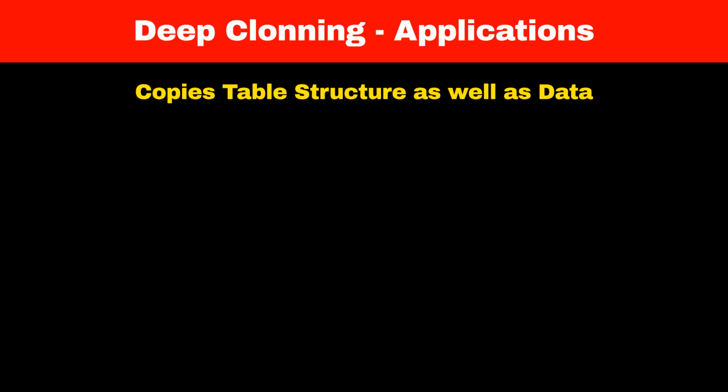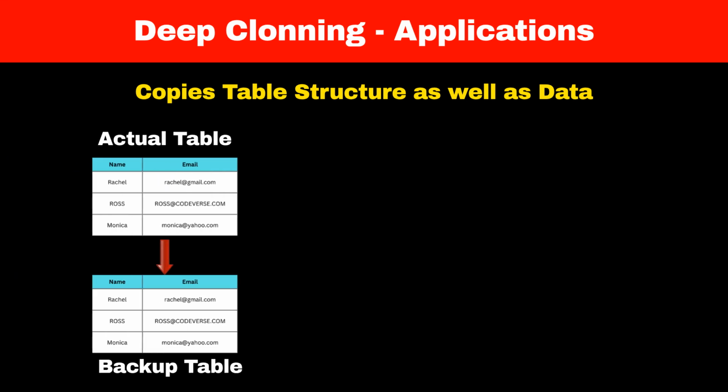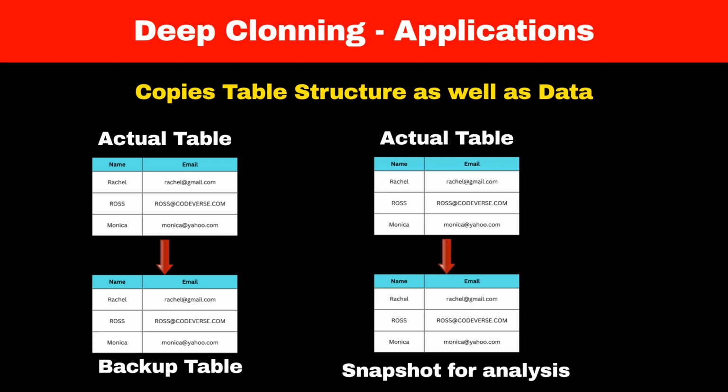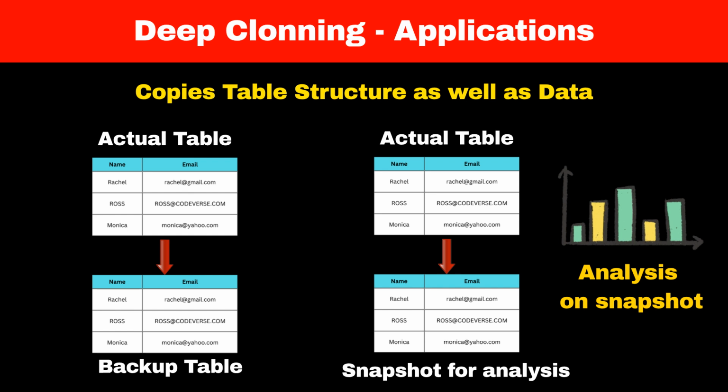Deep cloning copies the structure of a table as well as its data, so it makes it an ideal cloning mechanism for taking a backup of the data. Next application can be taking a snapshot of our data during analysis. We need to perform complex queries without modifying actual data. There we can use deep cloning to take a snapshot of our data.